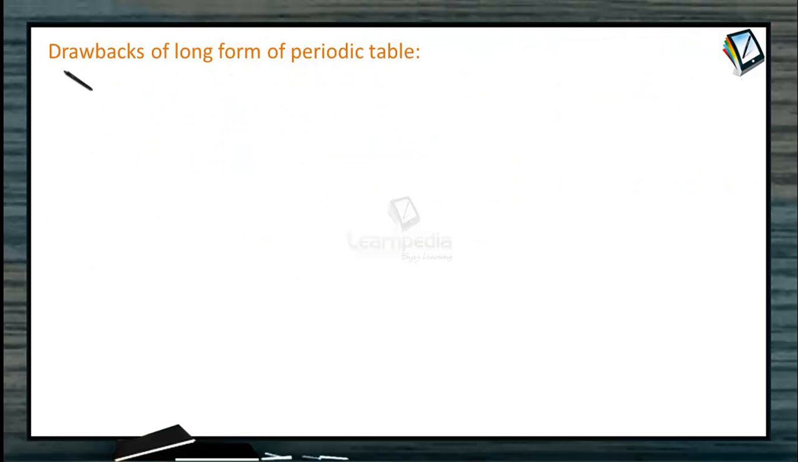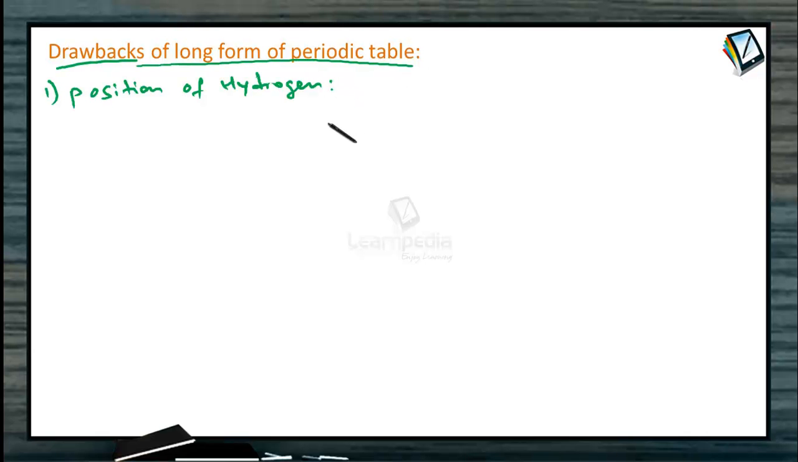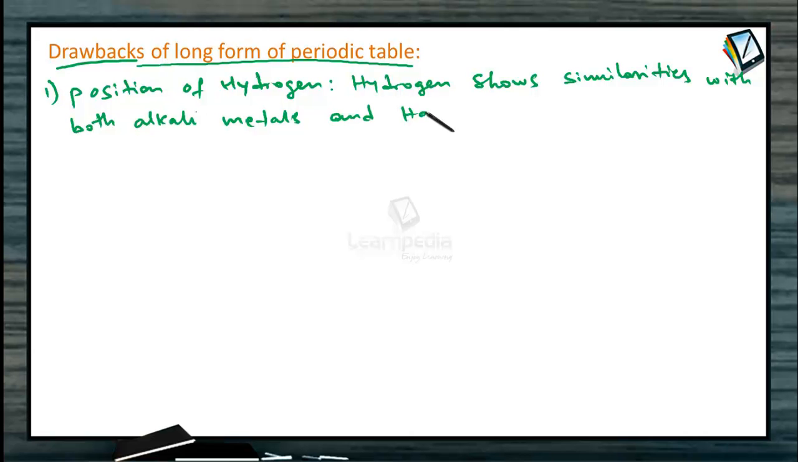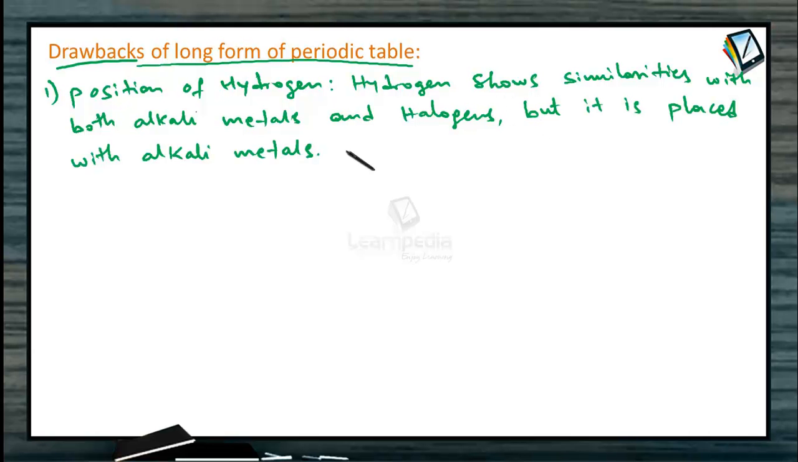Now let us discuss the drawbacks of the long form of the periodic table. Position of hydrogen. As mentioned earlier, hydrogen can be kept both in alkali metals as well as halogens. Hydrogen resembles both alkali metals as well as halogens. So that is the reason it can be placed in both the groups, and still it's a controversial point. Hence it became a drawback.